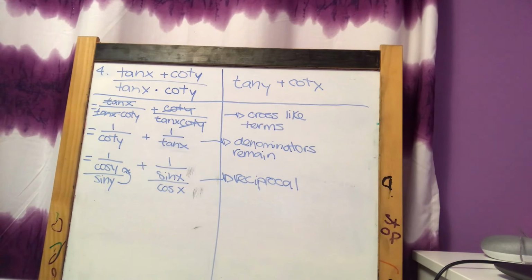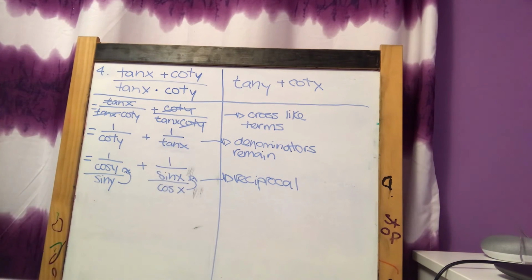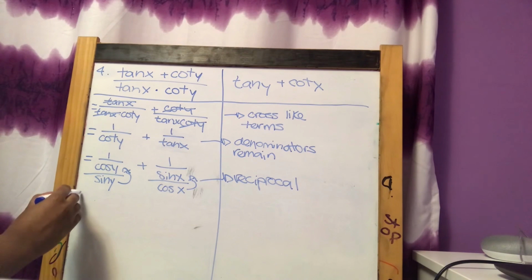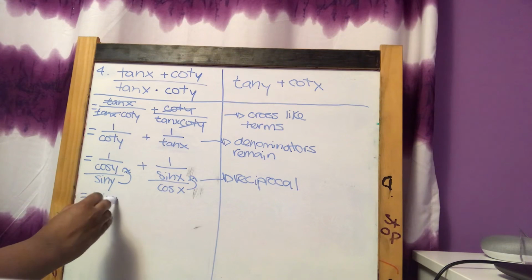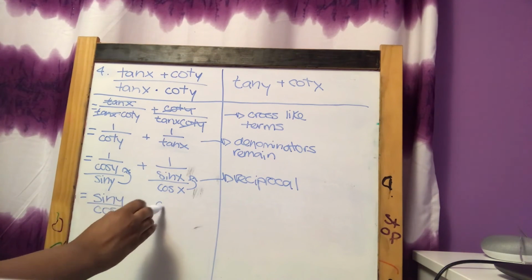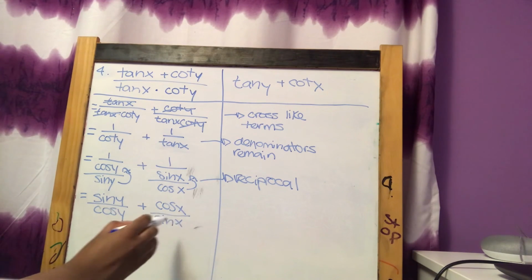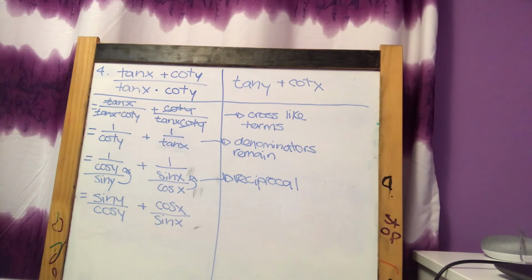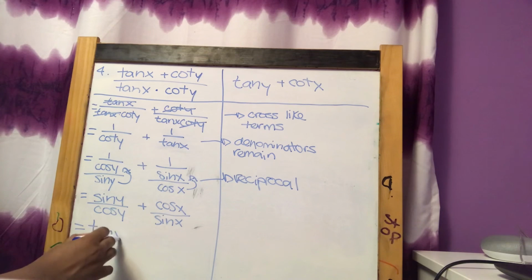This is where I wrote a little bit of annotations just to justify what I'm doing, so it would make more sense to me while I'm doing my steps. The first thing I did was cross out all the like terms, and then I kept what was left and put the 1 over it, signifying that it's still a fraction. And then I just flipped them because of the reciprocal. So when I flip them, it would equal sine y over cosine y plus cosine x over sine x.